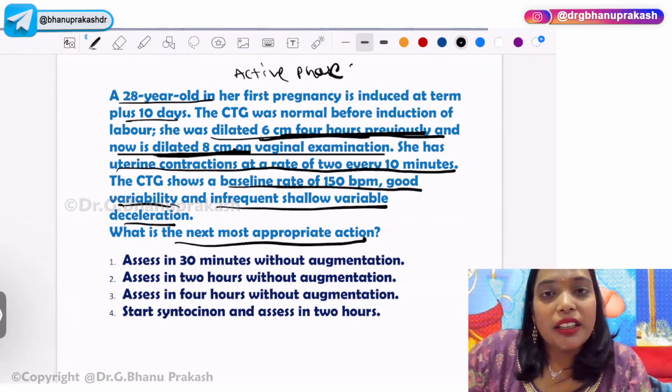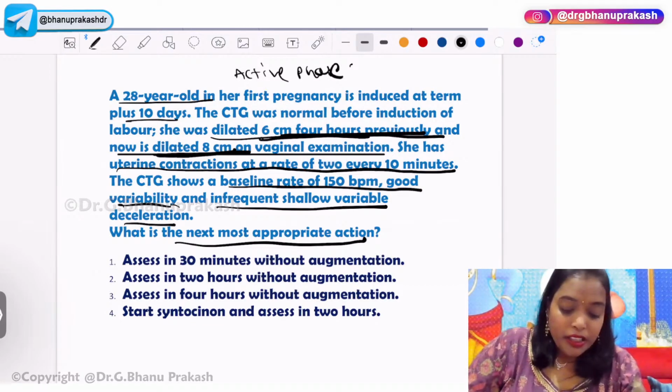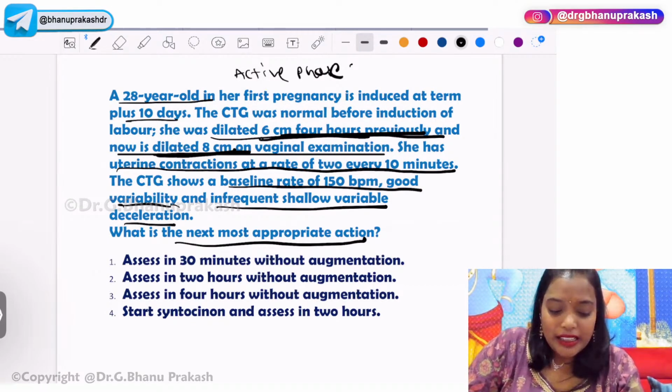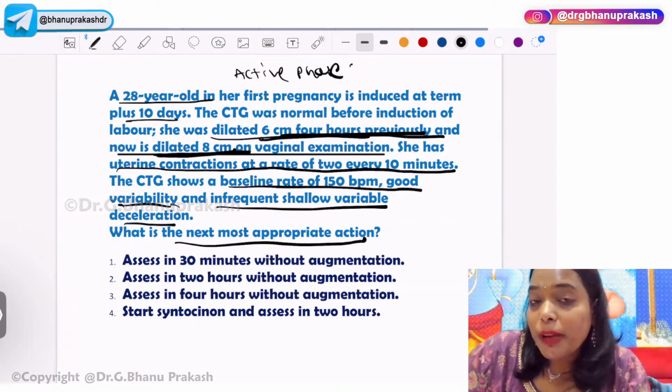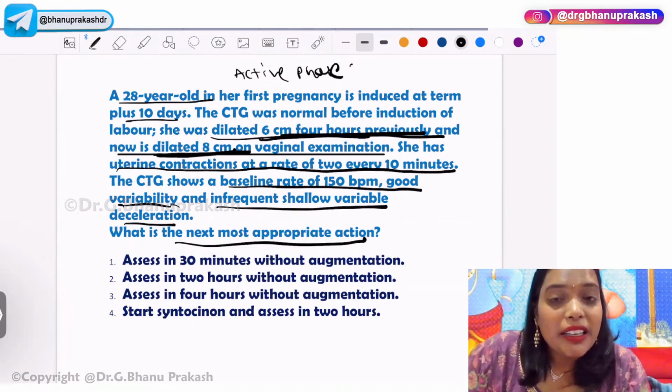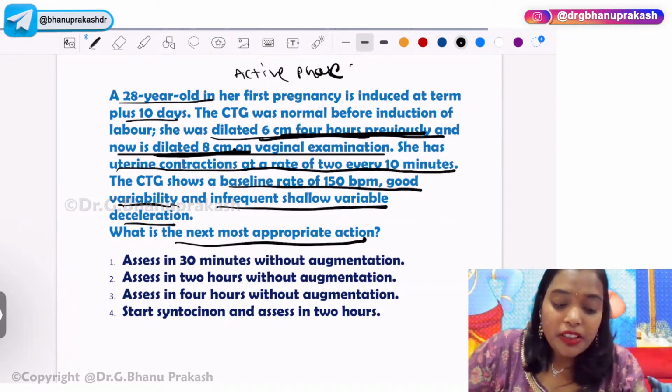Ideally कितना होना चाहिए था? 4 centimeter in 4 hours, as per 1 centimeter per hour if you take. So what will this be called as? Yes, excellent. This is prolonged labor, and this prolonged labor is mainly due to inadequate contractions. So what should be the treatment?